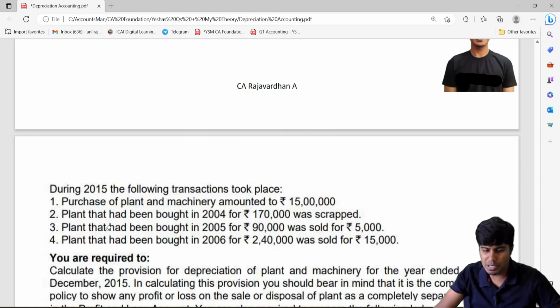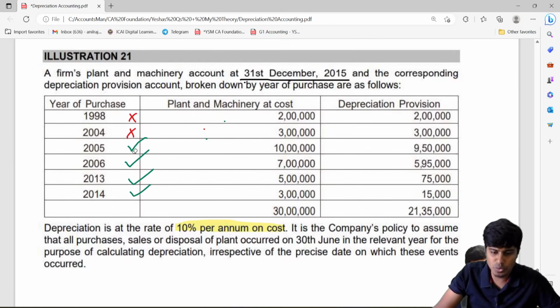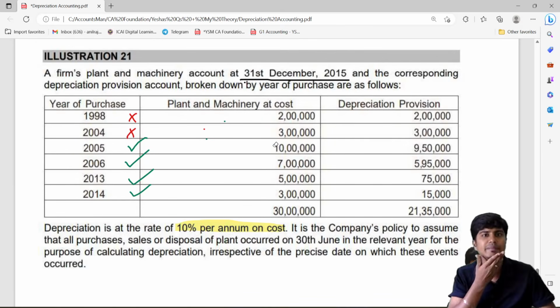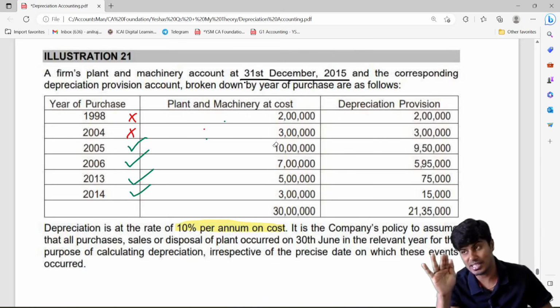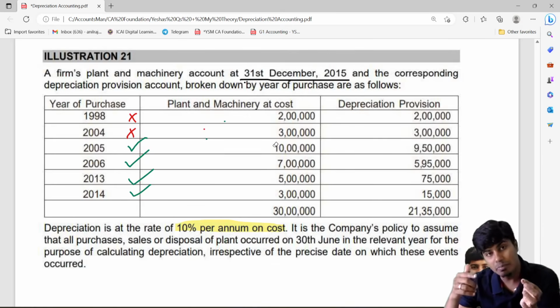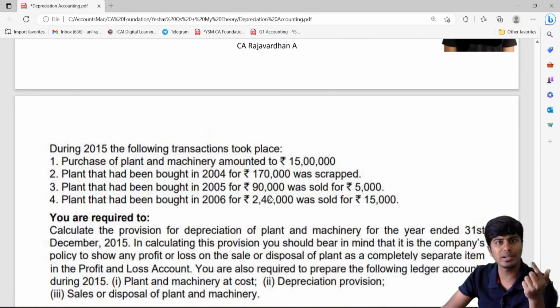Then plant that had been bought in 2005 for 90,000 was sold for 5,000. So in 2005 we have this 10 lakh. We need to split it into two, 90,000 and 9 lakh 10. 9 lakh 10 worth of the asset will still be retained. The 90,000 costing asset will be disposed, sold, isn't it? Yes, sold. We need to provide depreciation for the first 6 months also and then sale.